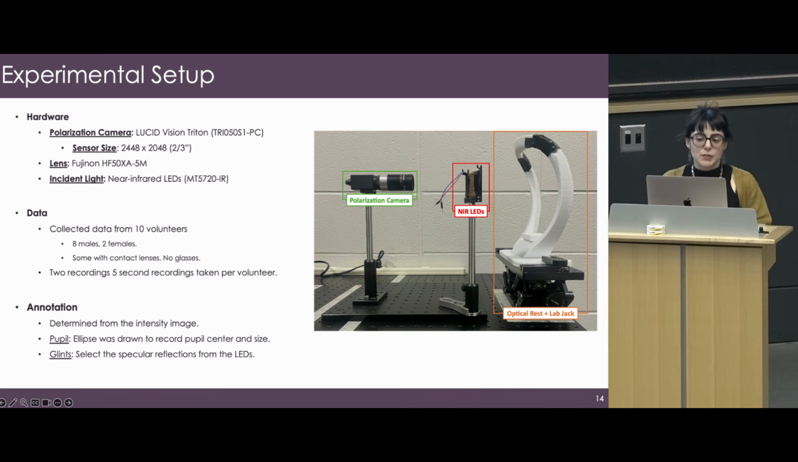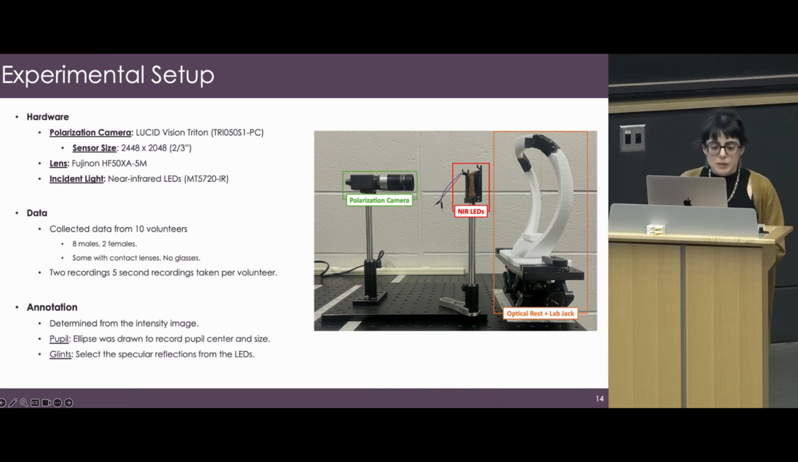So to measure this, we made a very simple setup, actually. We used a polarization camera, which had a sensor size of 2448 by 2048, which is going to be a 5 megapixel camera. And we had just NIR LEDs as the illumination source. And we had an additional optical rest just to make sure that people's heads were relatively stationary while we were collecting data. And we did a small data collection with just 10 volunteers, 8 male, 2 female. Some were wearing contact lenses, some weren't.